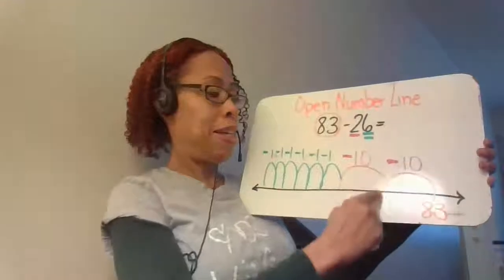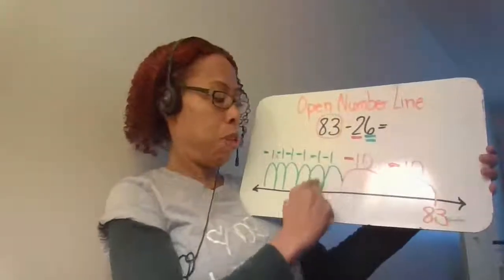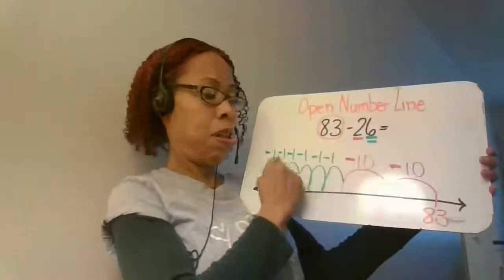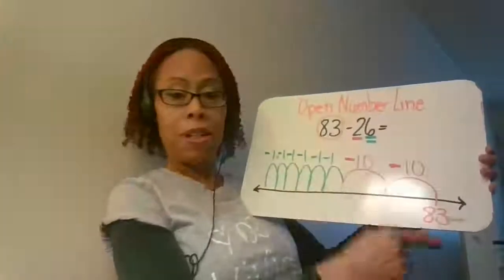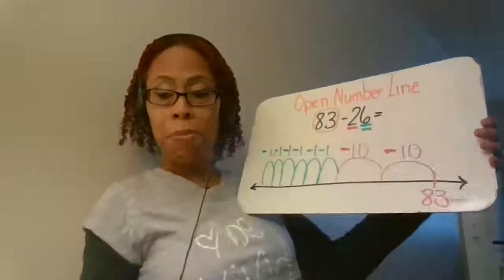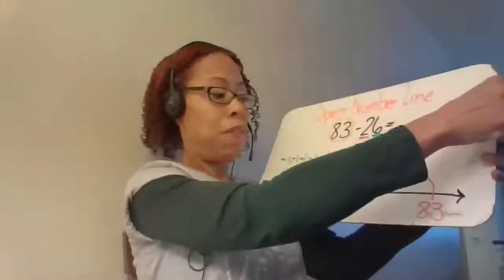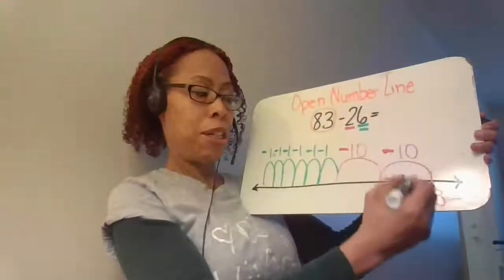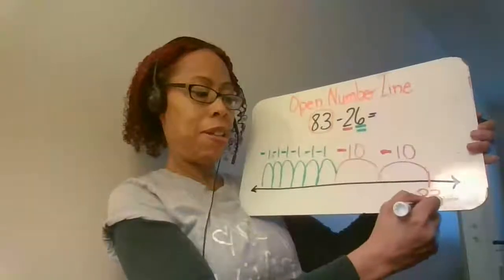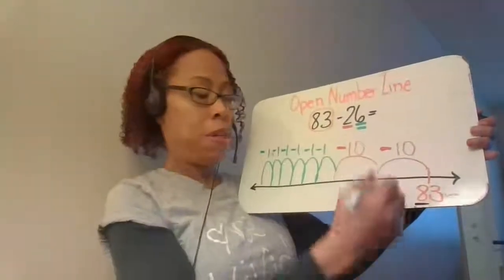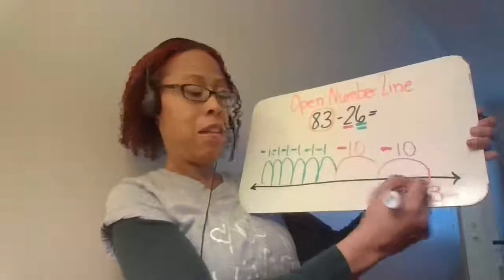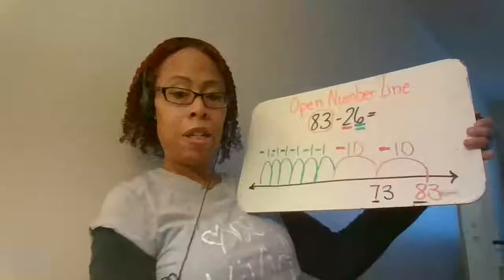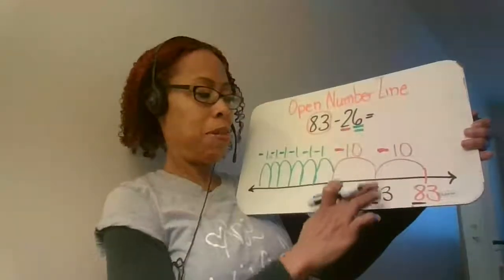Let's see. 10, 20, 21, 22, 23, 24, 25, 26. This number is represented here, and this number is represented here. Check and check. So that means we've completed the setup, and now we're ready for solving the problem. 83 minus 10. When we're subtracting 10, we're only focusing on the number that's in the tens place. So in this case, instead of 83, it's going to be 73.